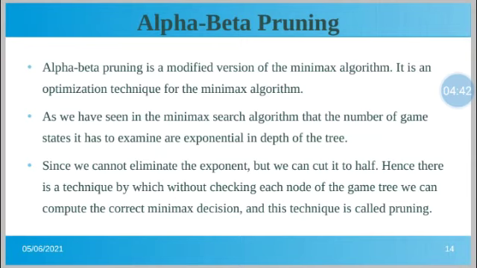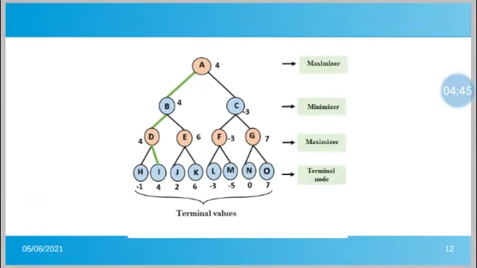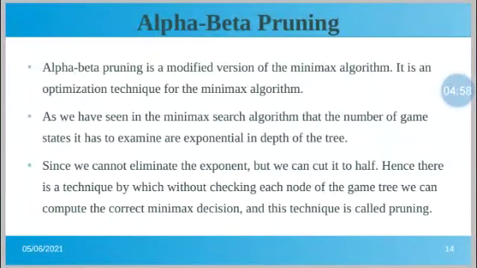Now alpha beta pruning. As you know, in minimax we are searching all the branches, visiting all the nodes and all the branches. So the time complexity is b raised to d, where b is the branching factor and d is the depth. So what happens in alpha beta pruning? Alpha beta pruning is a modified version of the minimax algorithm. It is an optimization technique for the minimax algorithm. As we have seen, the number of game states minimax has to examine is exponential in the depth of the tree. We cannot eliminate the exponent, but we can cut it to half.